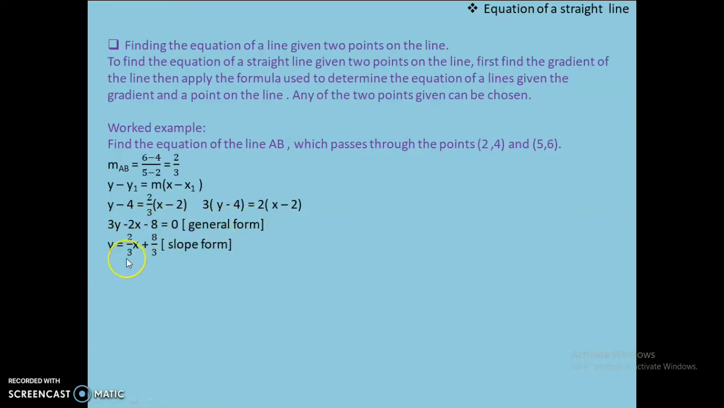Now this is a general form. We can also make y the subject, which will get the slope form. Then we can easily determine the y-intercept if it is asked, which in this question is 8 on 3.